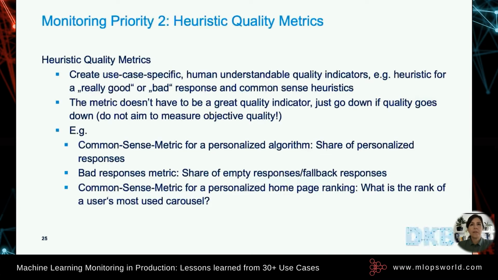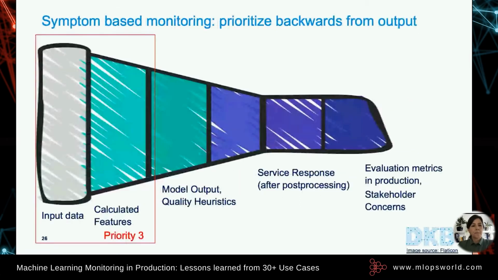For my case of personalized recommendations, I also had a very simple baseline, which was the share of successfully personalized responses with at least 4 articles. That was also a great indicator when we have problems or incidents. So you can think of rules of thumb in your case, and these work really well. And then if you still have time and you're matured in your monitoring endeavors of a specific use case, or maybe the use case is really critical, you move even further back in the pipeline and you start monitoring inputs and calculated features.